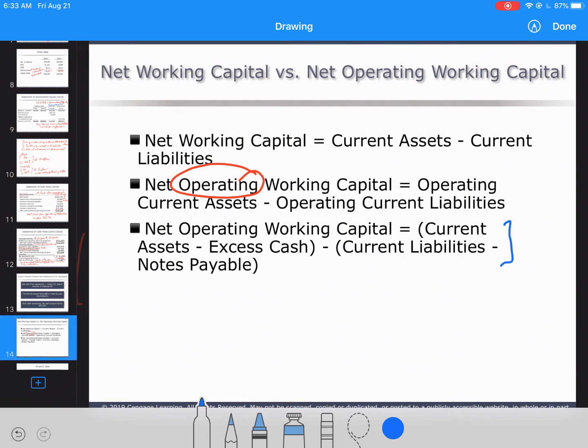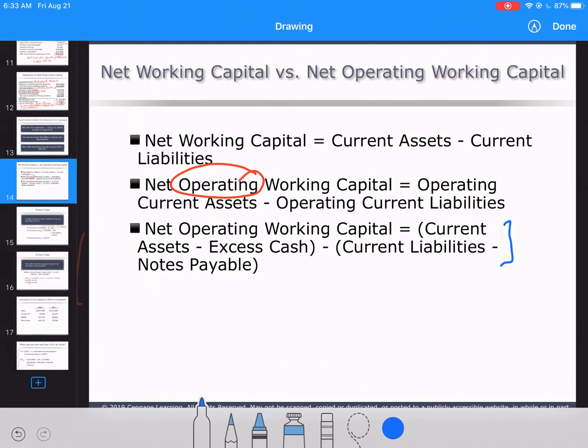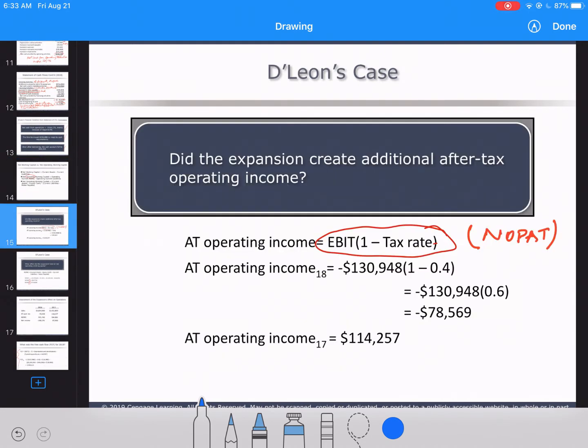Then we look at this, which is NOPAT, net operating profit after taxes, and this is EBIT times one minus tax. So that's your 18, and then it is 19. So 18 is this, and 19 is this one.